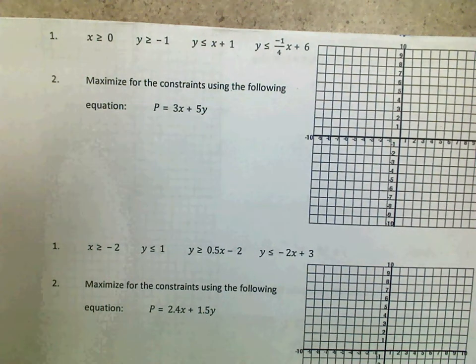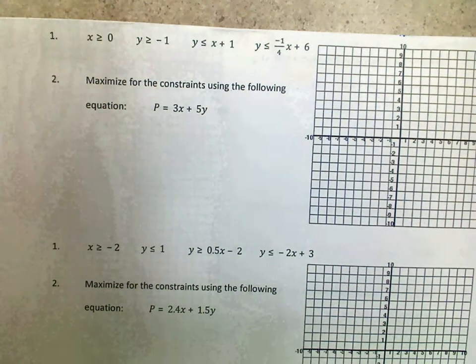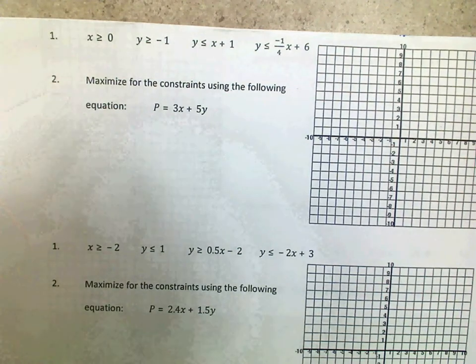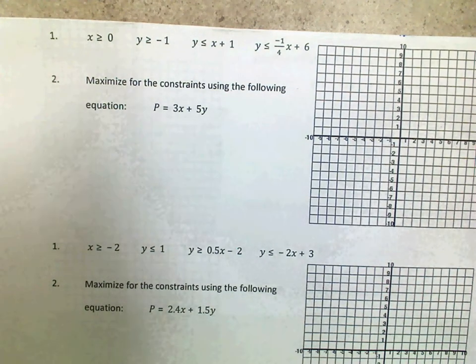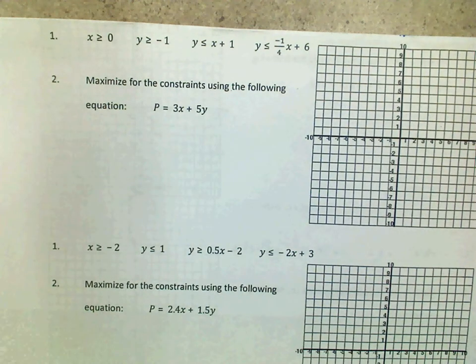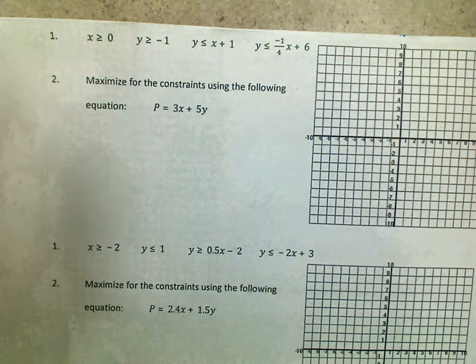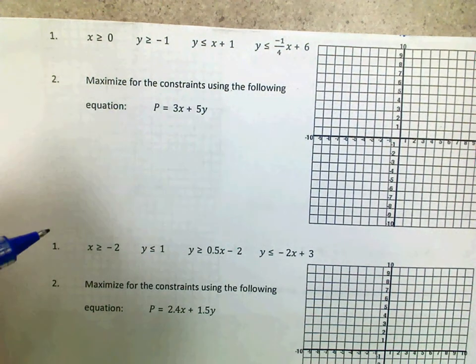Okay, we're going to look at one more constraint problem. We're going to graph these different constraints and then see where the corners are of the feasible region. And then we're going to maximize value again from those corners.